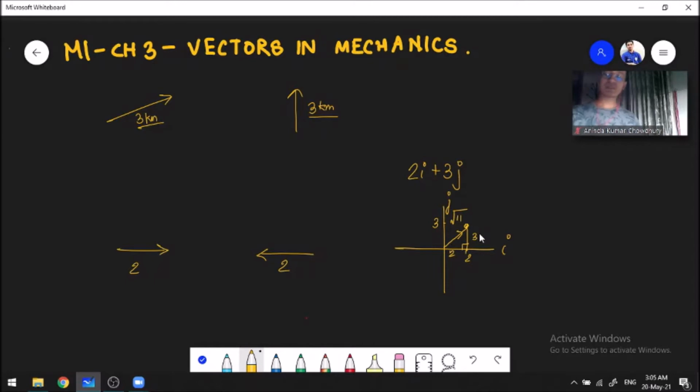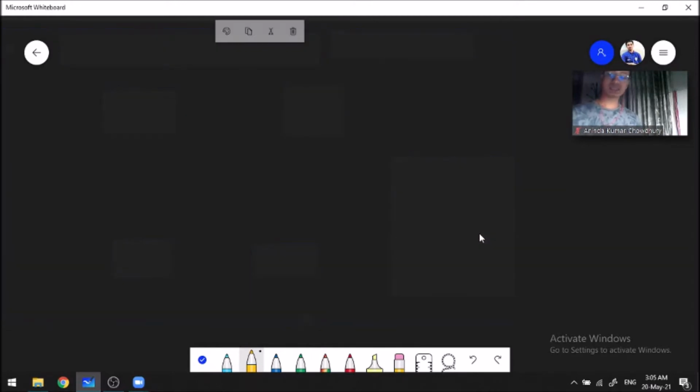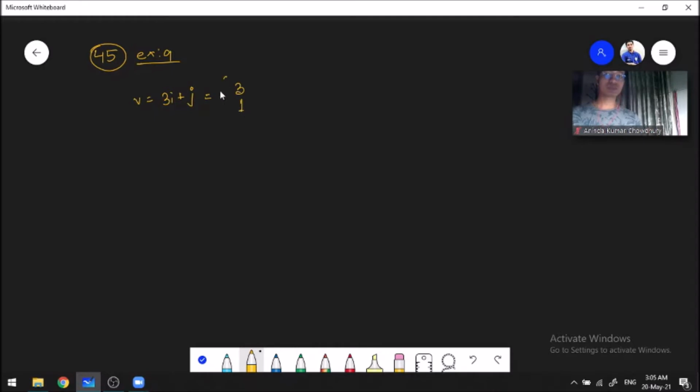So how do we apply this formula in our maths? If you look at page number 45, example number 9, we have a velocity 3i plus j. By the way, this can be written in column vector form as 3 and 1. Okay, so this is the velocity. We want to find the speed.